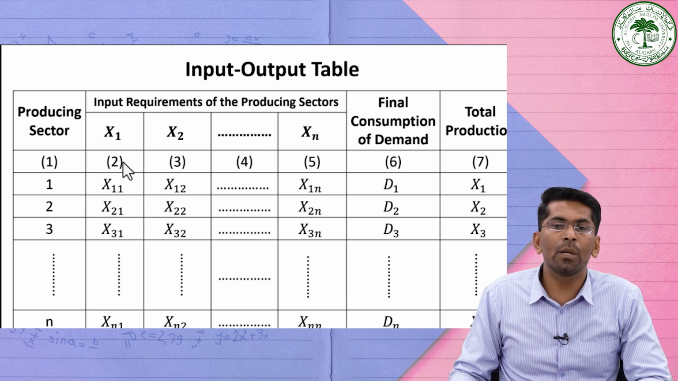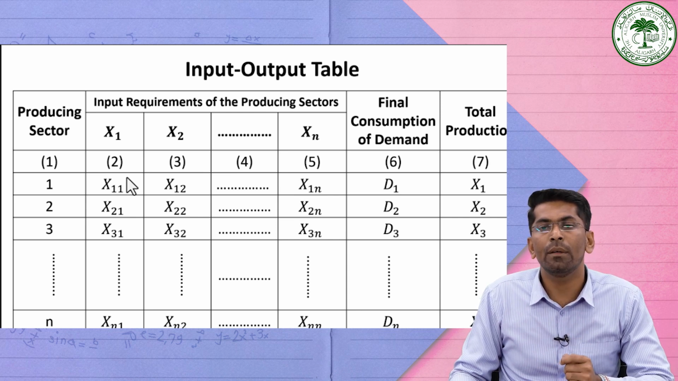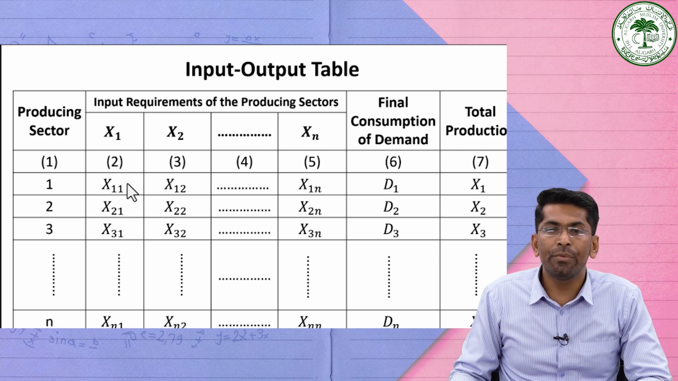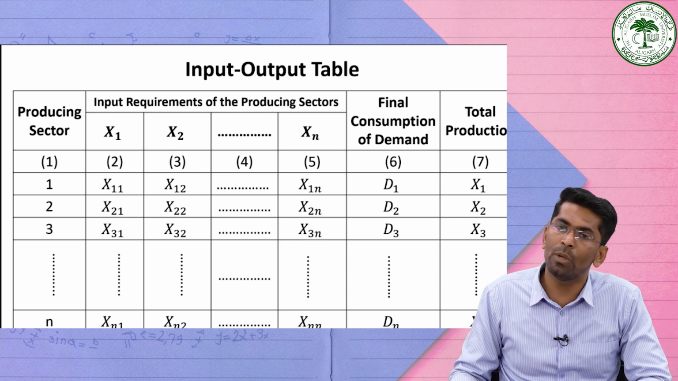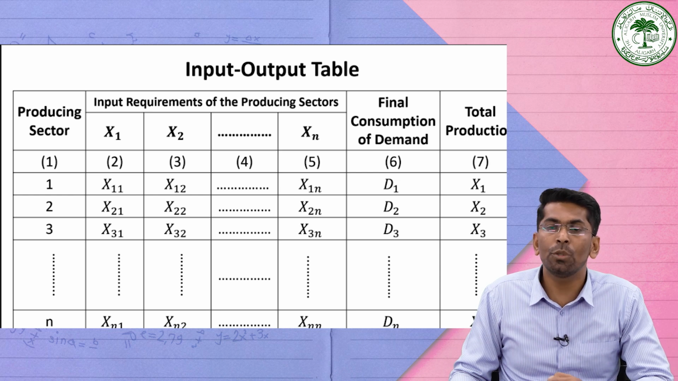Now look at the column-wise interpretation. The column represents the sector that uses input, or input requirements from the other sectors, to produce its output. The first column of the table shows different producing sectors, X1, X2, and so on, of a hypothetical economy, with names and labels of the producing sectors. We have n producing sectors, that is X1, X2, up to Xn, in the hypothetical economy.